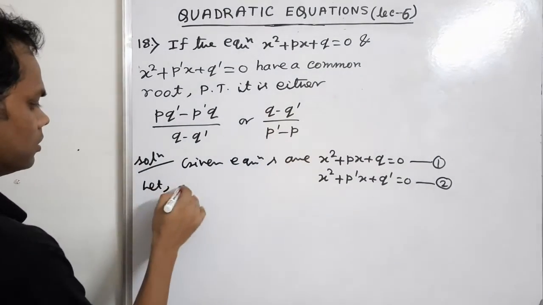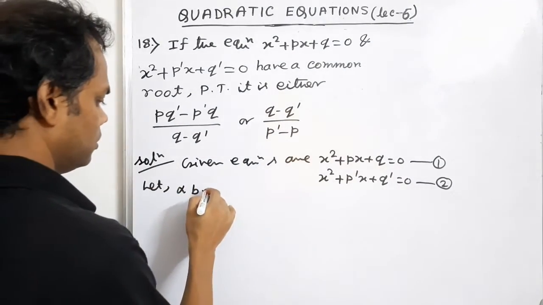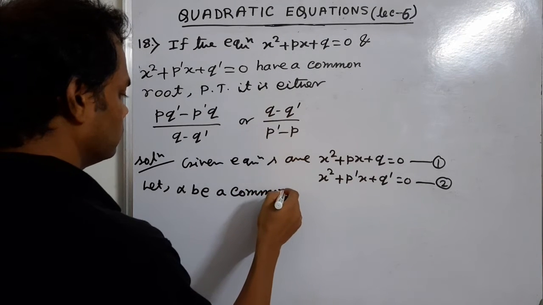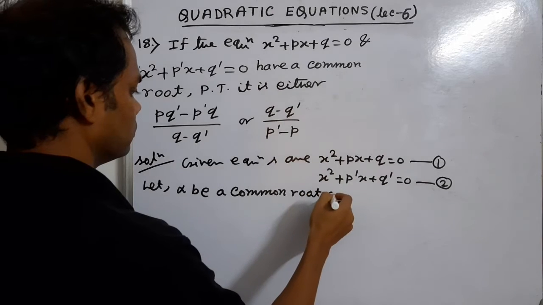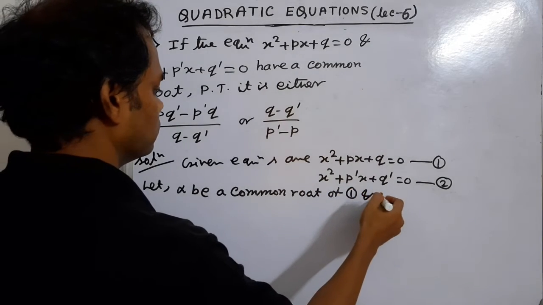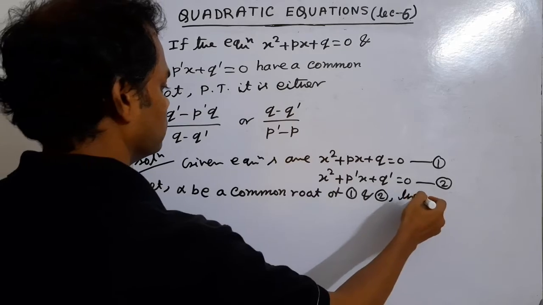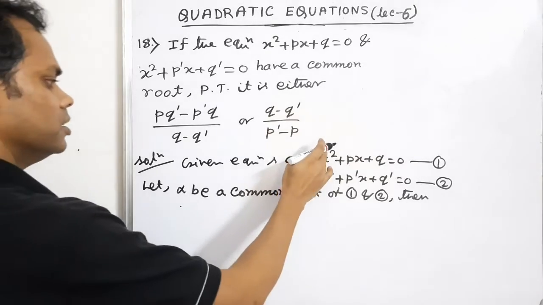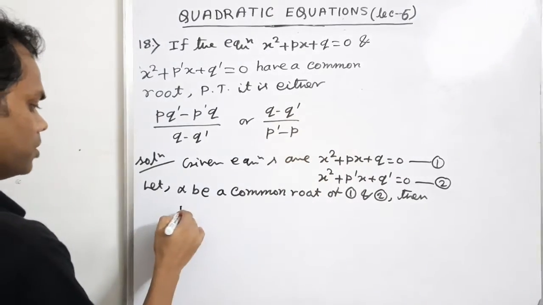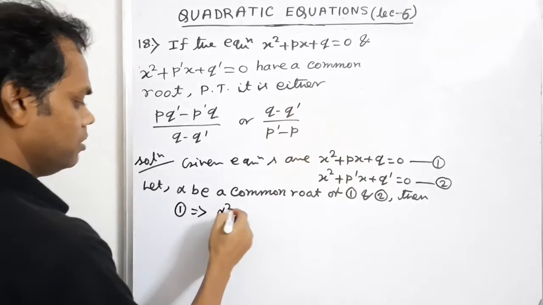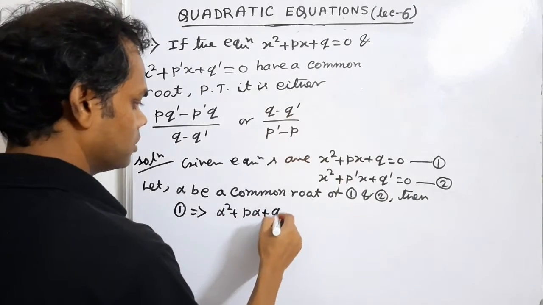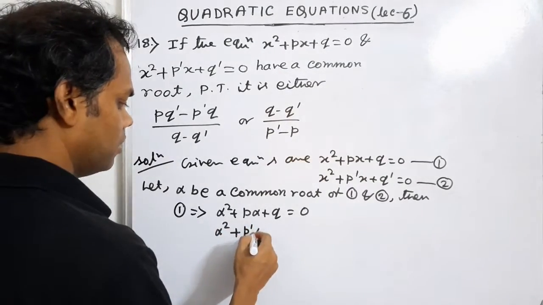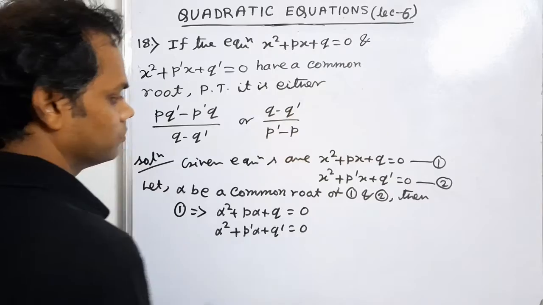Let alpha be a common root of 1 and 2. Then alpha satisfies this equation and this equation. From equation 1 we get alpha square plus p alpha plus q equals 0 and alpha square plus p dash alpha plus q dash equals 0.